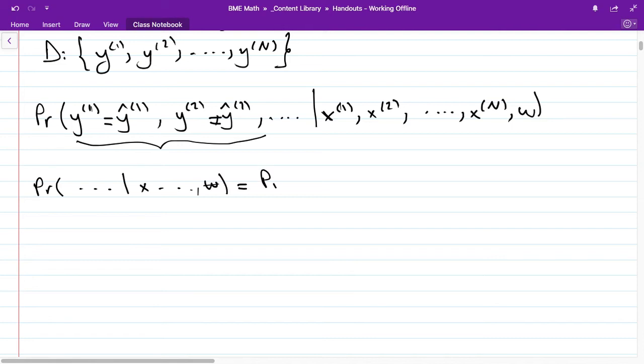Okay, we can write this probability as the following: the probability of the first data point being equal to what I observed, given that, I'm sorry, let me fix this. This is not correct. So let me write this correctly.